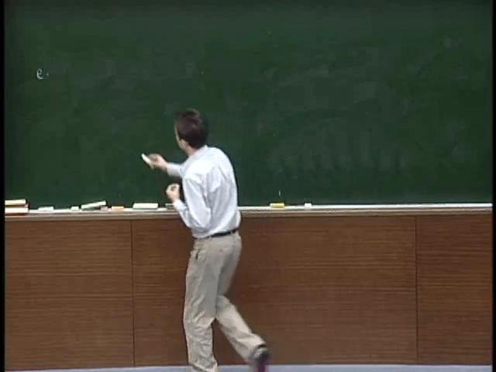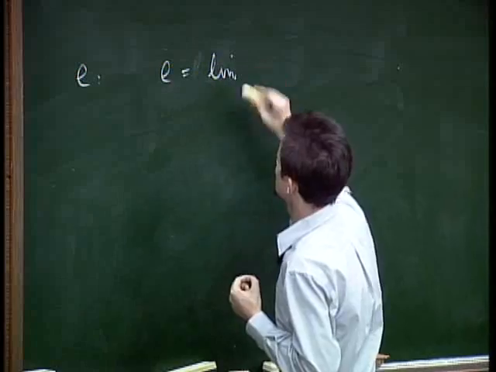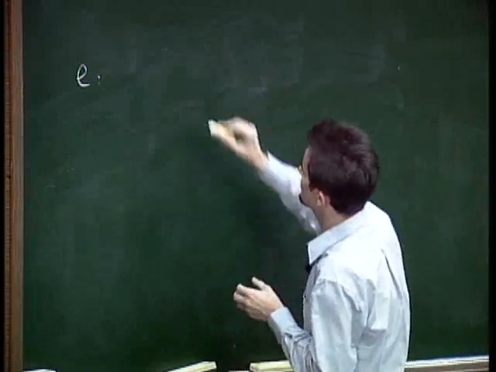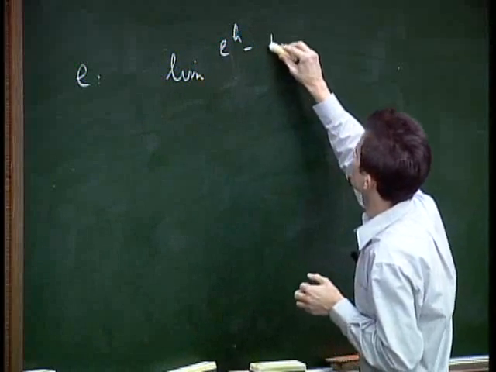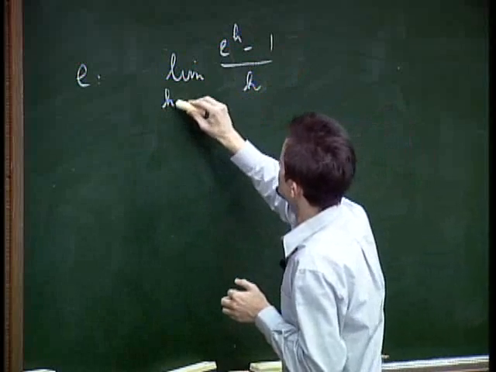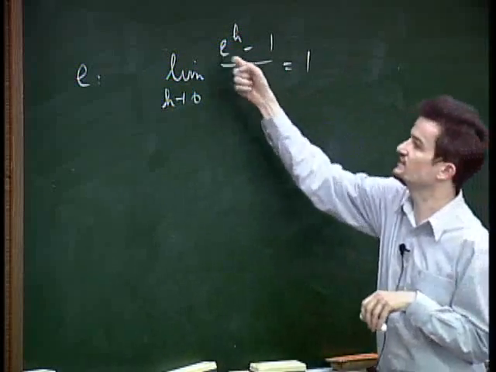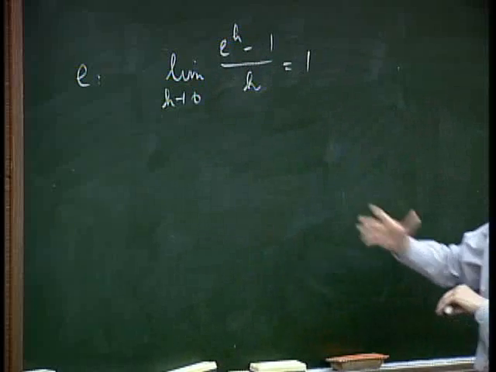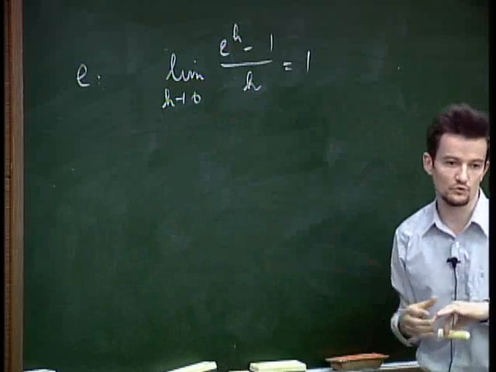Or to write it differently, we defined this number such that the limit of e to the h minus 1 over h as h tends to 0 is equal to 1. So we define this number e like this. This is not a very good way, for instance, if you're interested in computing digits of e; it would not be a convenient way to compute digits.